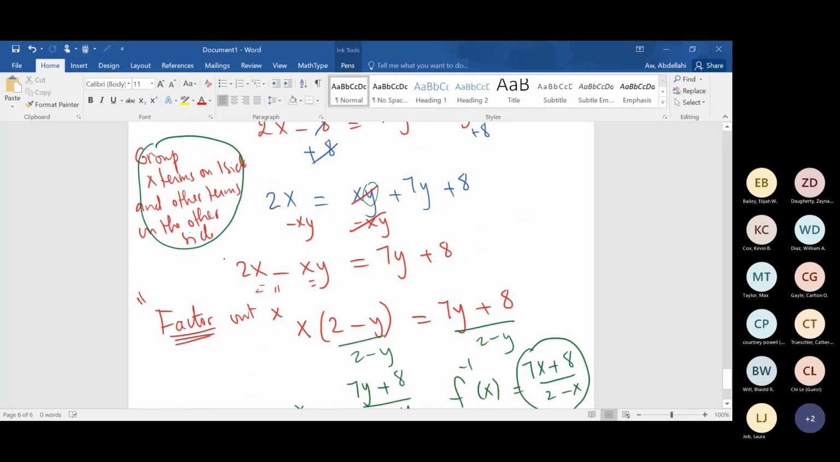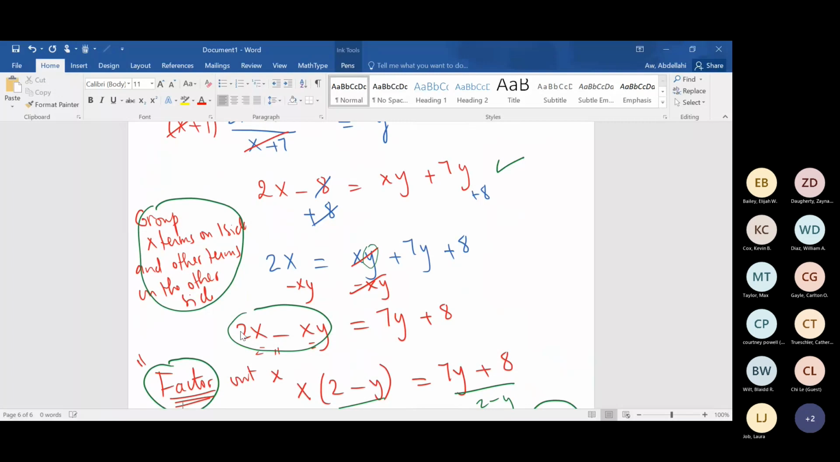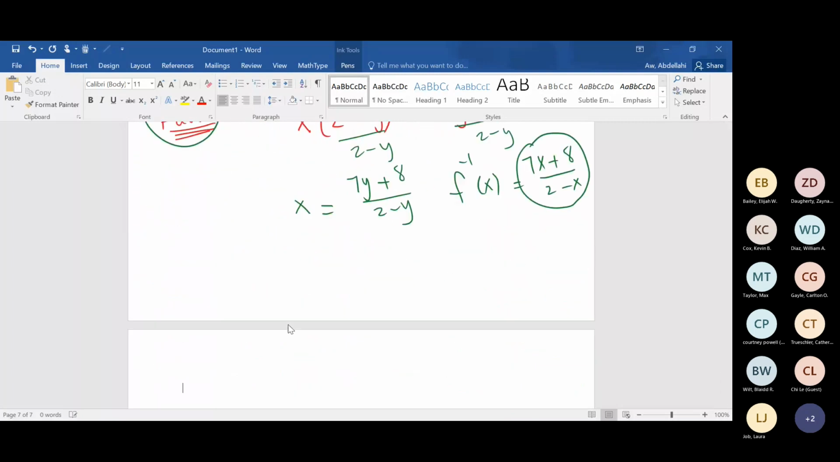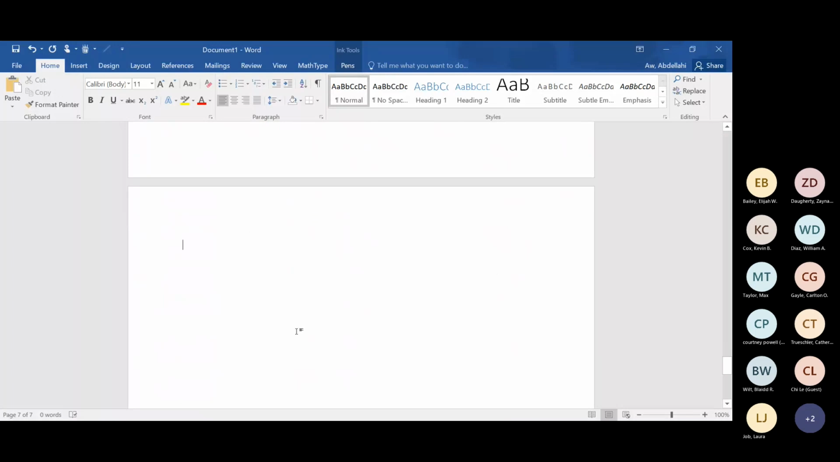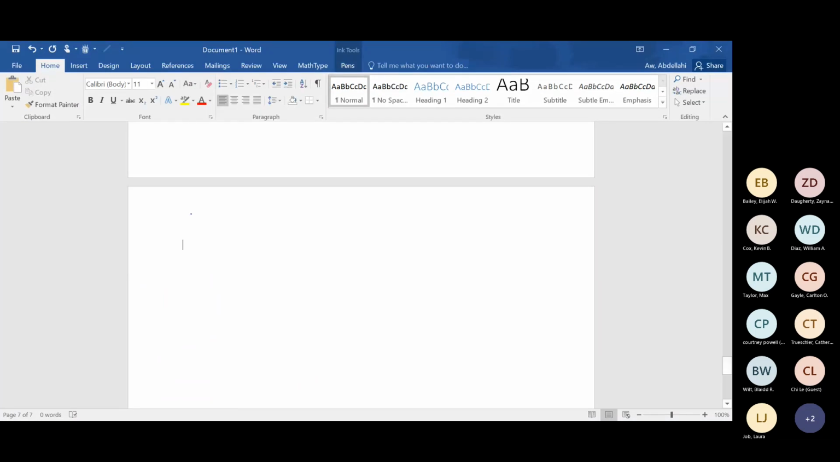Then comes this step right here. After you got all the x terms on one side, don't forget to factor out the x, right? And then you are done, okay? You see, that is the example in this topic where you have the most steps, right? I'm gonna give you another one here. So f inverse of x, f of x.